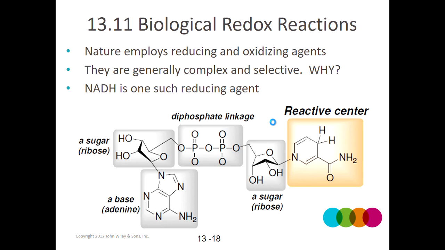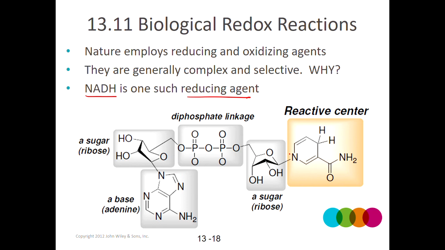There's a couple slides here about some of these biological oxidizing and reduction reactions. And NADH is a very common reducing agent. So here's the structure of NADH. It has a sugar here, it has a DNA base, it's got a phosphate linkage, and then another sugar. So these molecules are finely tuned through evolutionary process to provide solubility and interactions with other chemicals.